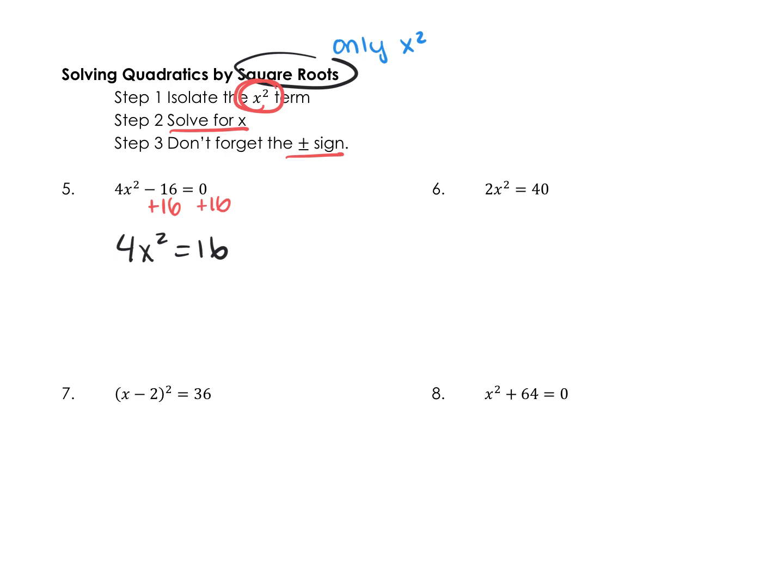Now what can we do? Not yet. Square root can only happen when it's just x squared. First divide by 4. And now that the x squared is by itself, how do I get rid of the square? Square root both sides. But what can we not forget? We always have to have a plus or minus in front of that square root when we square root both sides. So that will make the square go away, and you'll just have an x on the left. And you'll have plus or minus the square root of 4 on the right.